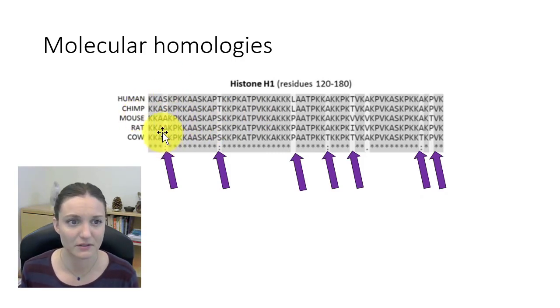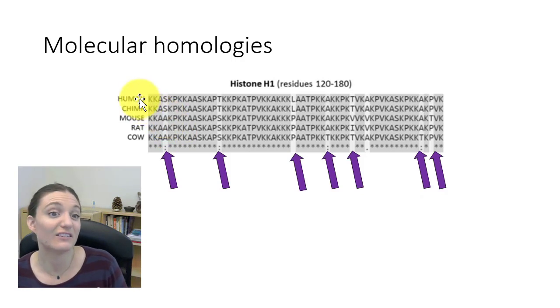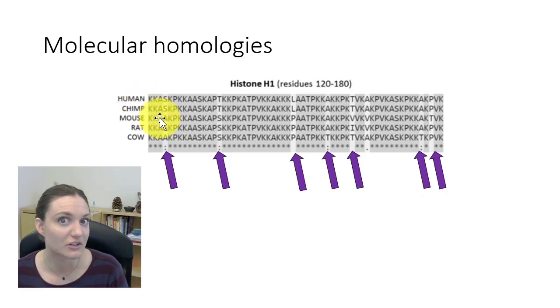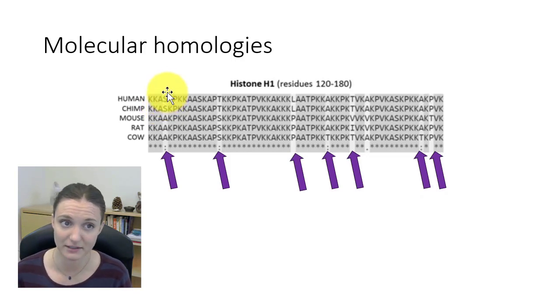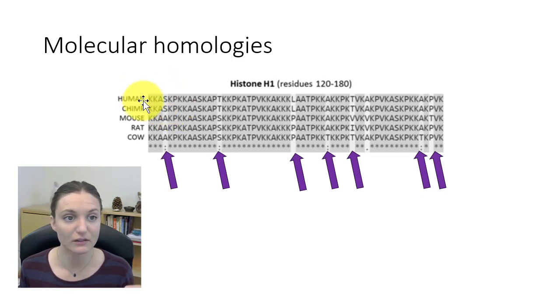So cows, rats, and mouse all share an A amino acid, arginine, right here, right? But it looks like in the ape lineage, there was a mutation in the DNA that was inherited where humans and chimps now have a serine amino acid right here. That's what that S represents. So if we look at these two, humans and chimps, they are very similar. We don't see any differences in the sequence of amino acids of their histone proteins.